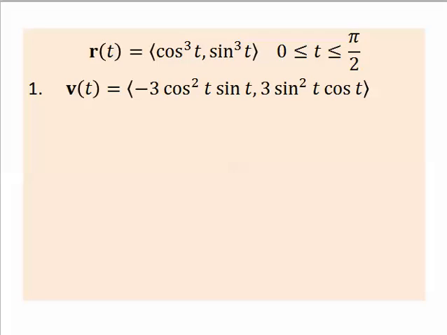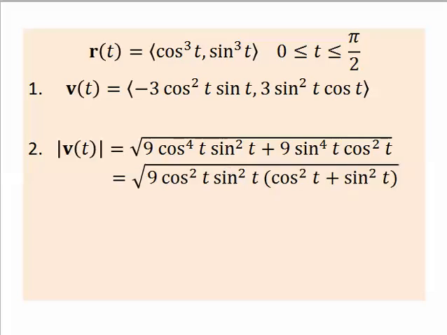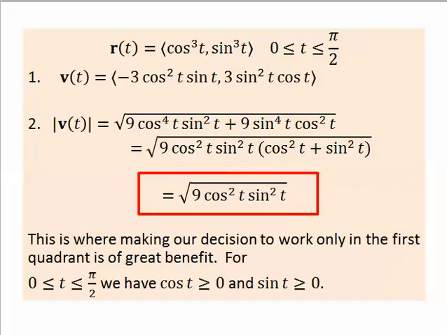Speed is given here, velocity is given here, and then speed. Clean it up a little bit, and we get this radical. This is where making our decision to work only in the first quadrant is of great benefit. If t is in the first quadrant, then both cosine and sine are non-negative. They're either 0 or positive. So if we stay in the first quadrant, we can take the square root of this.